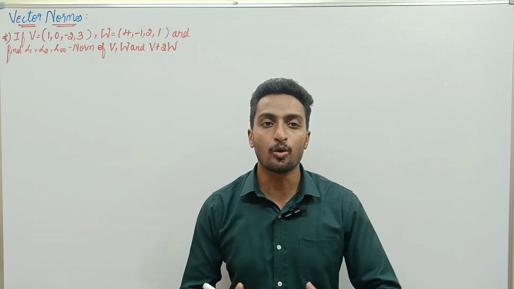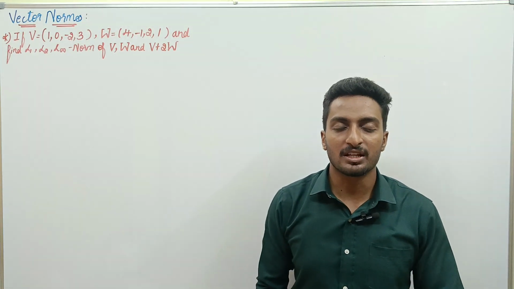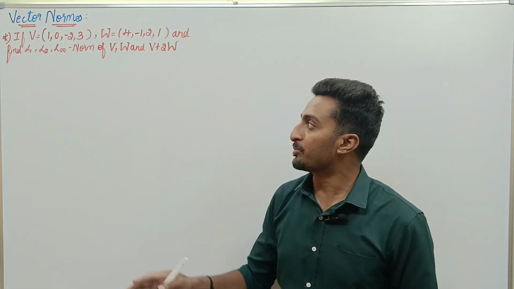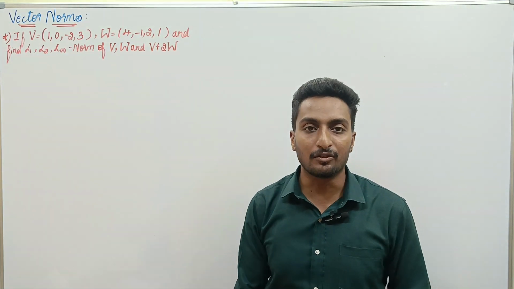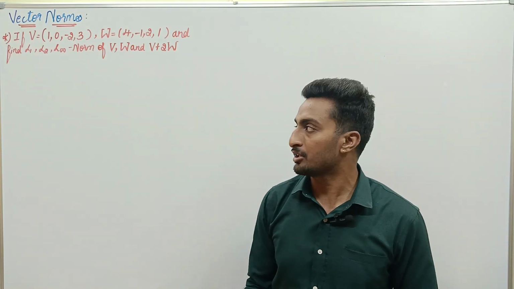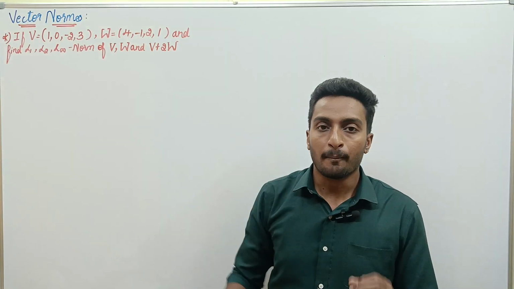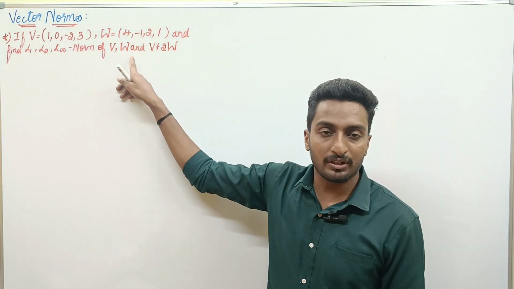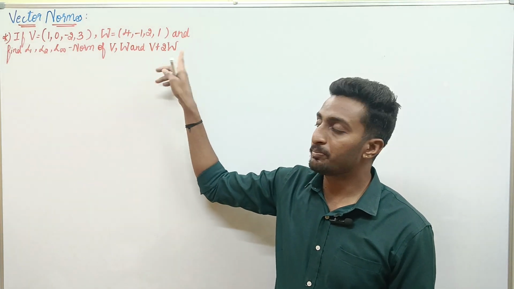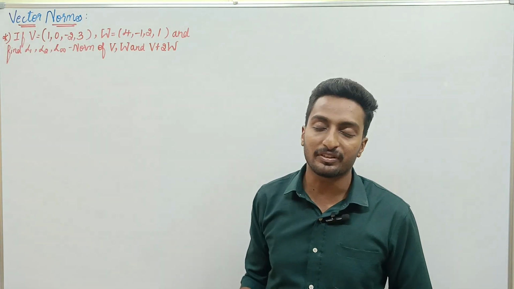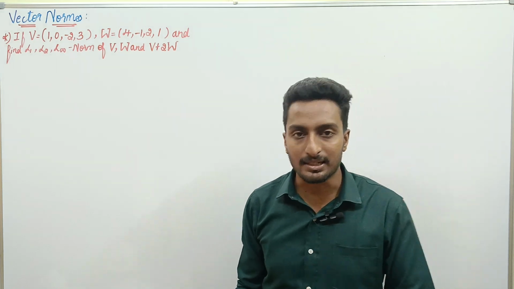Today we are going to learn how to solve the problem on vector norms. Considering the given two sets of vectors, we are going to represent the norms, that is the L1 norm, L2 norm and L infinity norm, of the given vectors V, W and V plus 2W. But we have the V and W vectors, but we don't have the V plus 2W vector. How to represent and how to simplify L1, L2, L infinity, I am going to show you step by step.